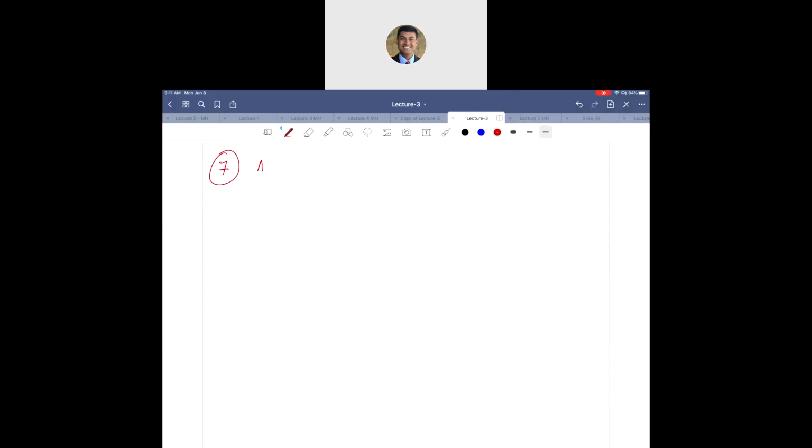Seven is the associative law. This is x or y, or z, is the same as x or, y or z, which is the same as x or y or z. So if you do x or y first, or y or z first, or x or z first, it doesn't matter. OR operation is associative.